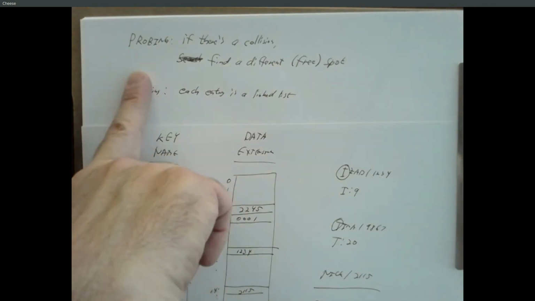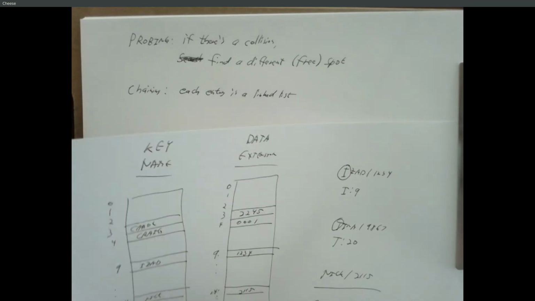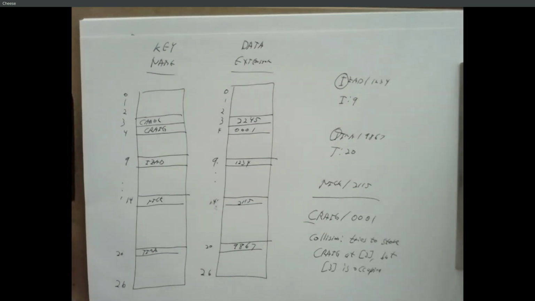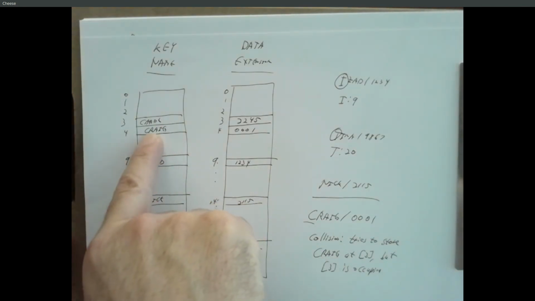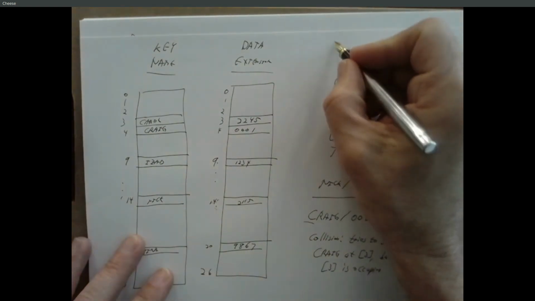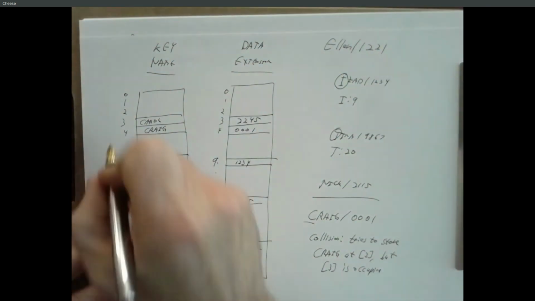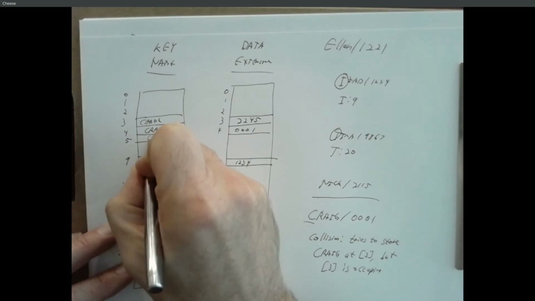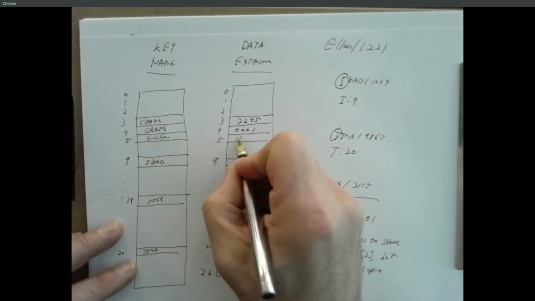So we usually do probing, which is if there's a collision, we're going to find a different spot. A simple version of probing is just look in the next location. So Craig should go in 3, that was occupied, put it in 4. Okay, so Ellen comes in. Ellen is an E, which is a 5. Goes right here. This is free. There's Ellen. There's 1, 2, 2, 1.